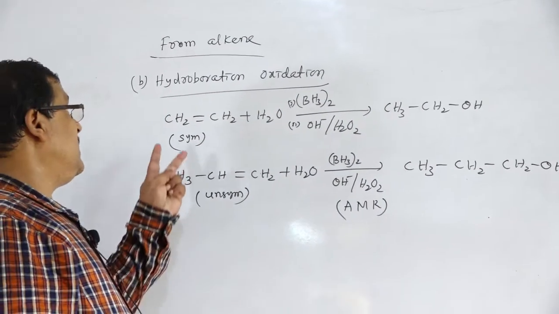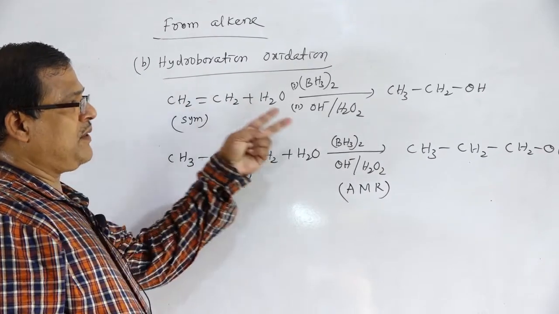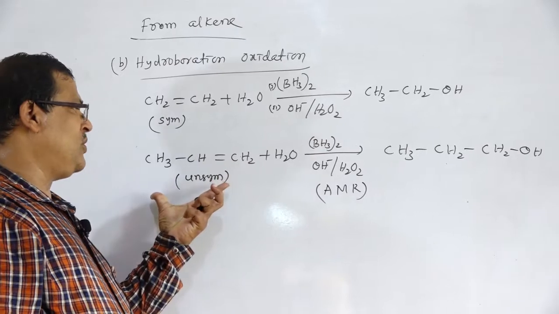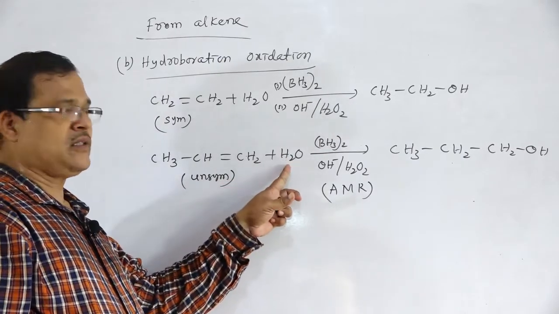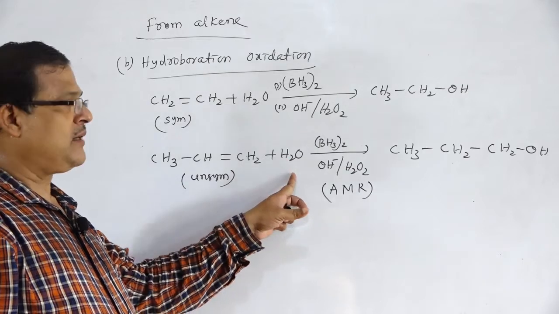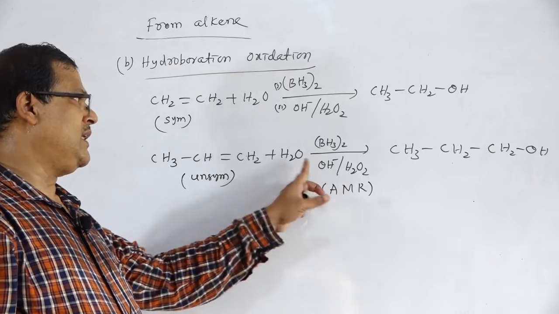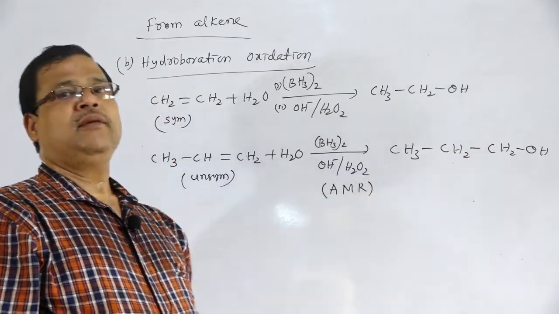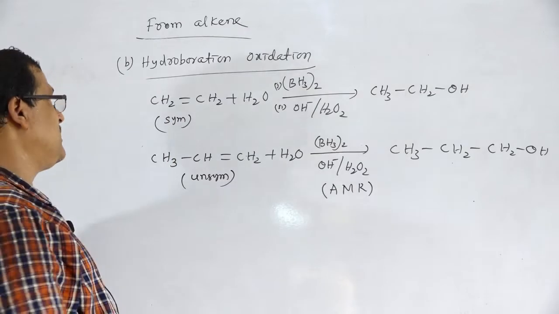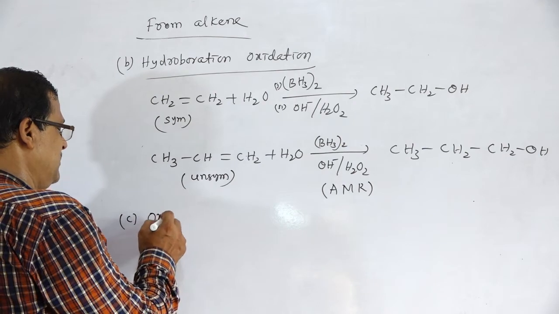This is the hydroboration oxidation of alkene that leads to the formation of alcohol, and if it is an unsymmetrical alkene, then the net addition of water follows anti-Markovnikov's rule. That is, the negative part OH minus will be added to that carbon atom which contains more number of hydrogen atoms.